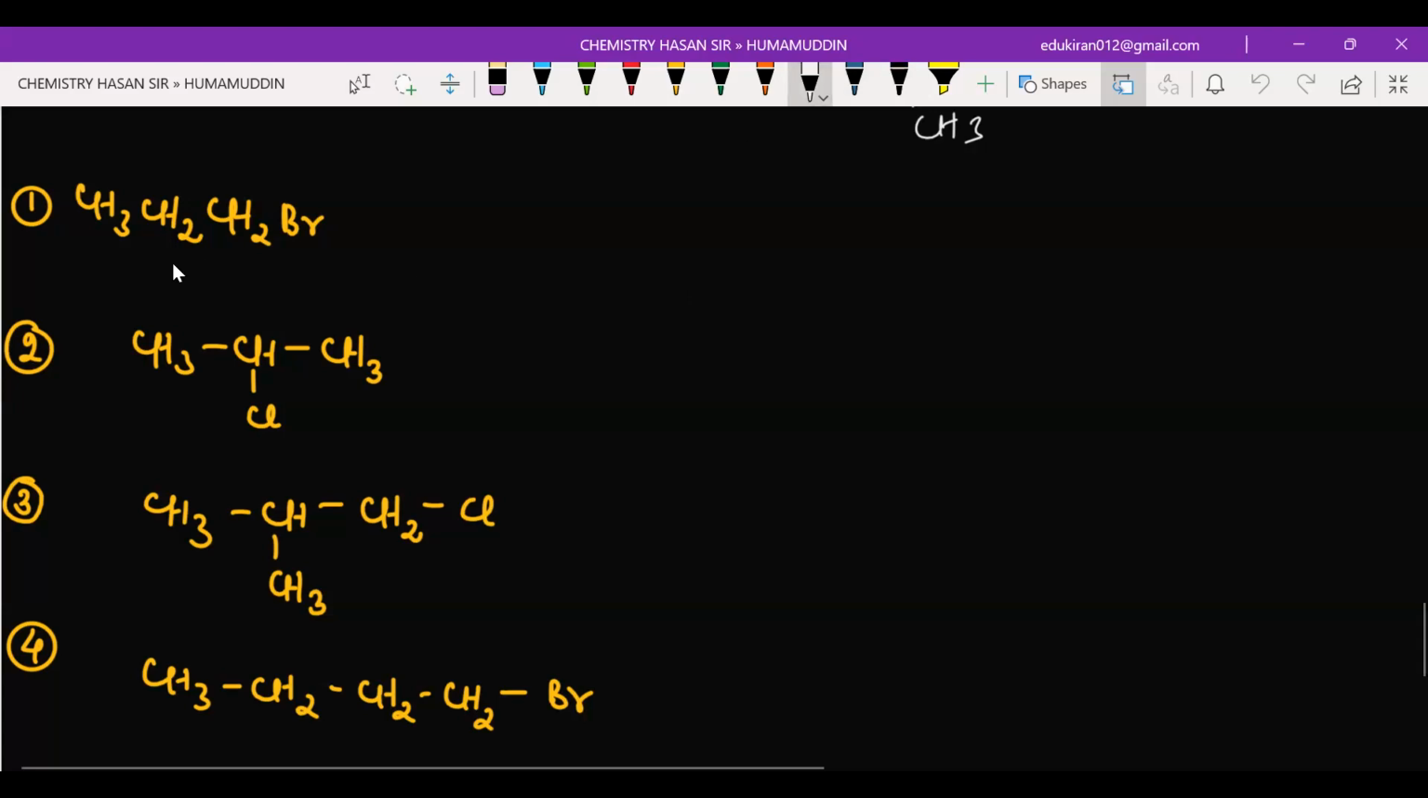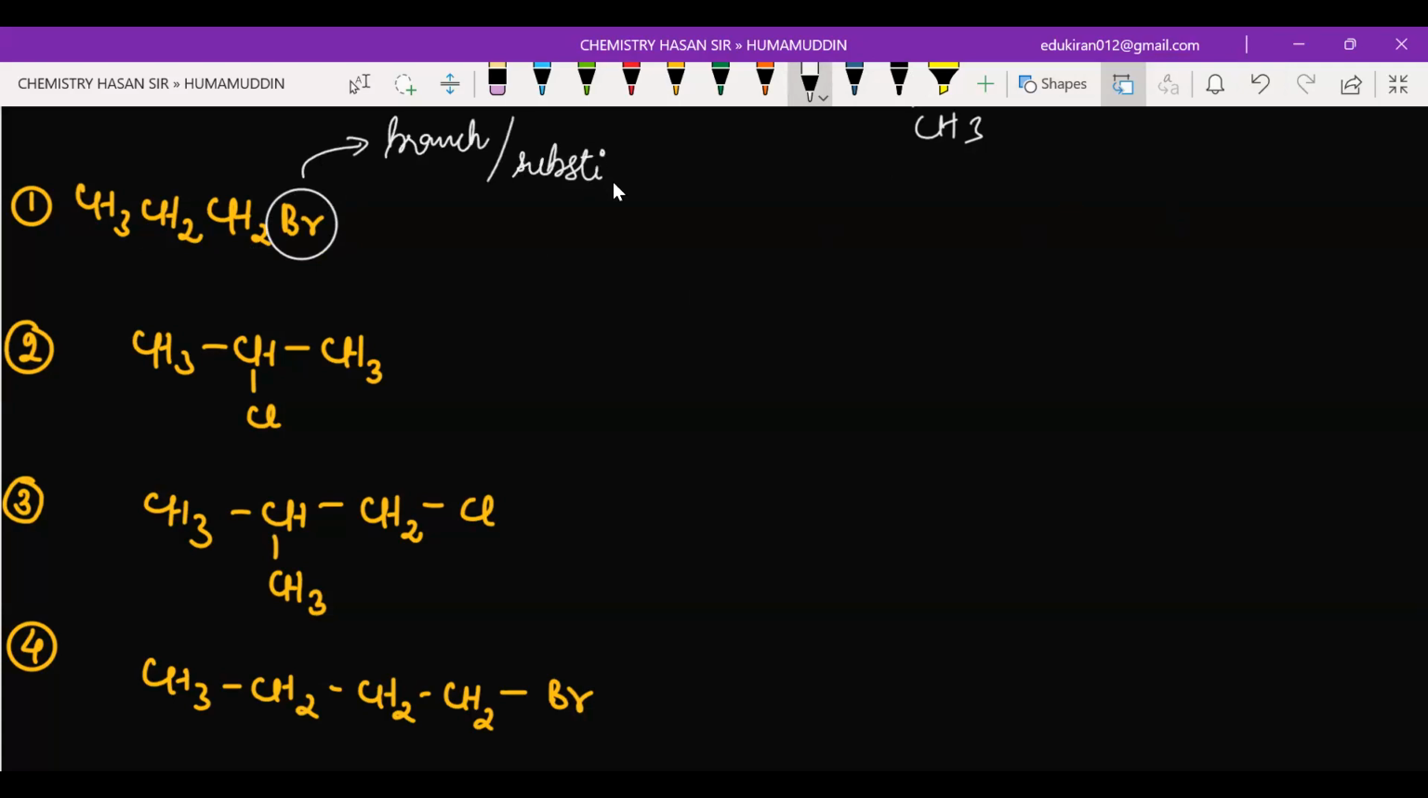Humam, you are aware of this, right? What is the name for the number of carbons? If it is one, it will be meth. If it is two, eth. Yes, sir. Three, prop. So this is your carbon chain. Now, this is your bromine, which is a branch. We call it a branch or substituent.